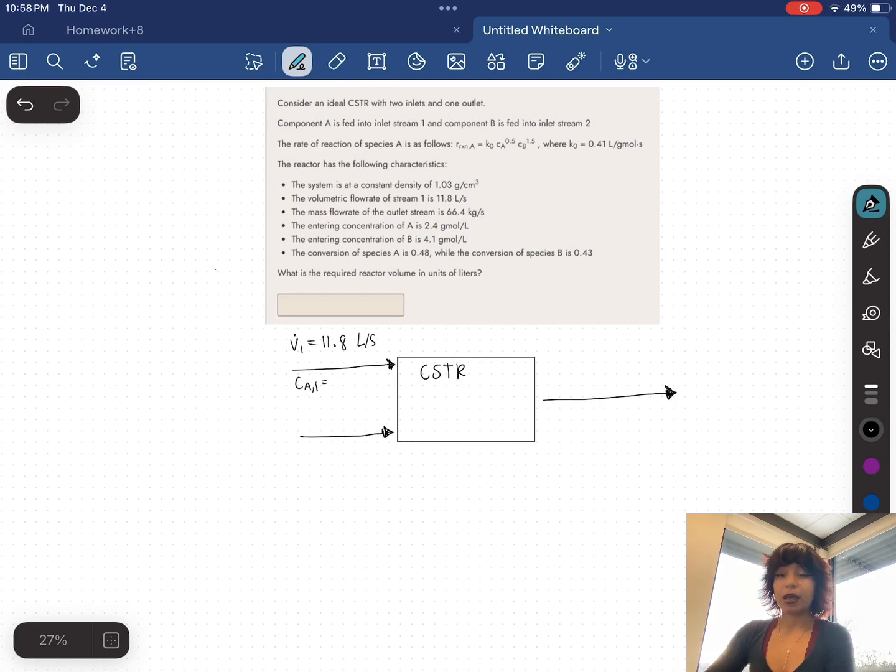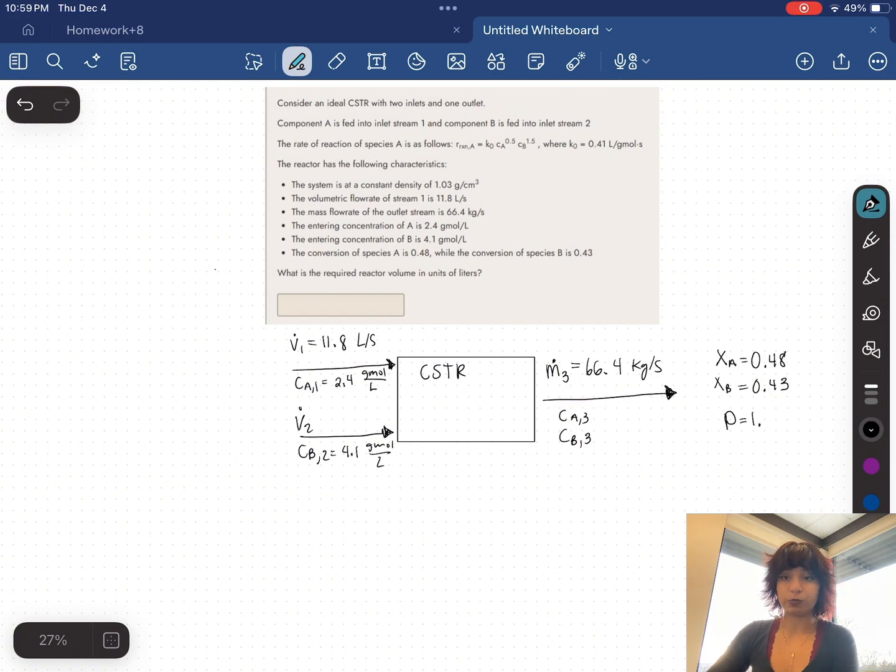So let's start with our diagram. First, we will have a block which will represent our CSTR. The CSTR will have two inlet streams, meaning two entering arrows, and one exiting arrow. In the first arrow, we will put our volumetric flow rate, which is given to us, 11.8 liters per second, and under that, concentration of A. Under that, on the second arrow, we will put the volumetric flow rate of stream 2, which is unknown right now, and concentration B.